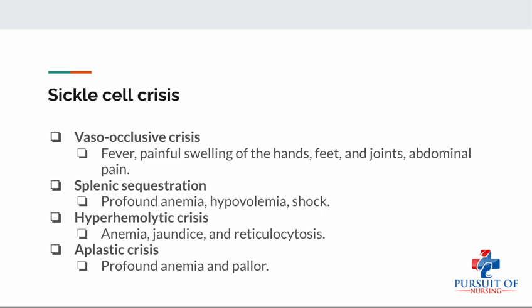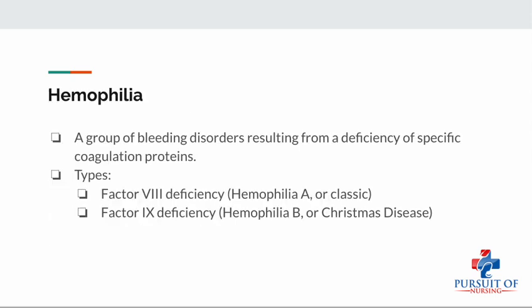A hyperhemolytic crisis is an accelerated rate of RBC destruction. This patient is going to present with anemia, jaundice, and reticulocytosis. And then a patient in an aplastic crisis is going to present with profound anemia and pallor. This is caused by decreased production and increased destruction of RBCs, which is often triggered by a viral infection or depletion of folic acid.